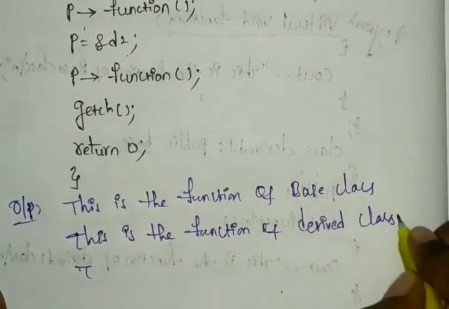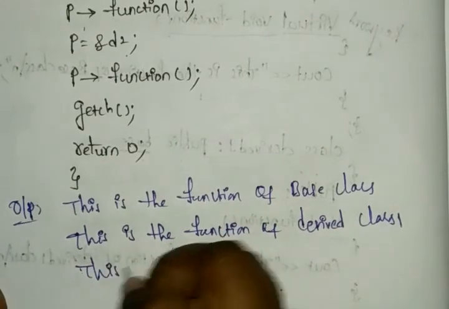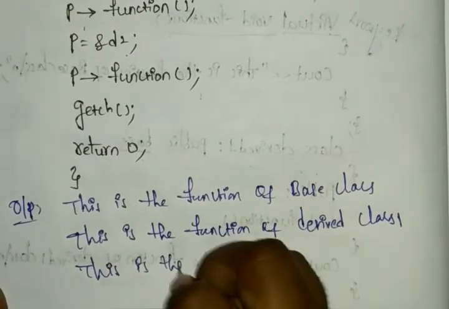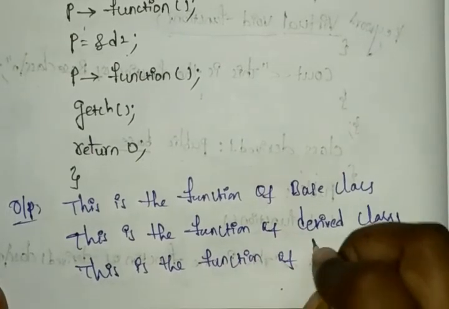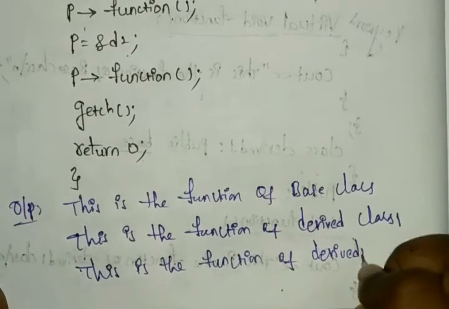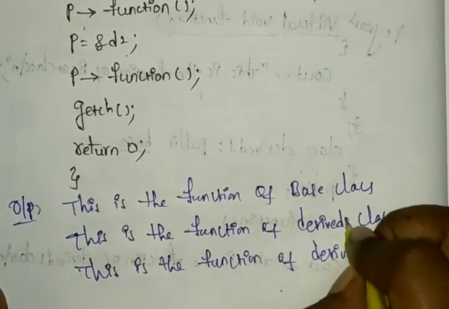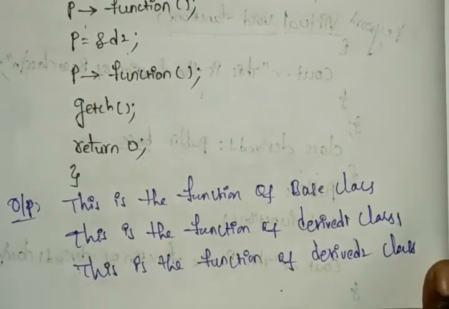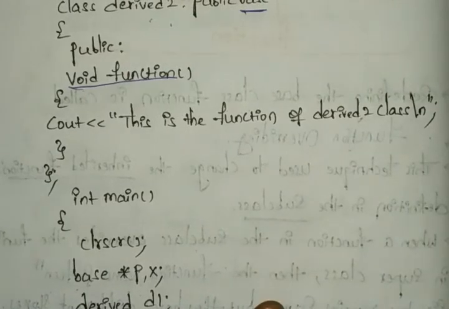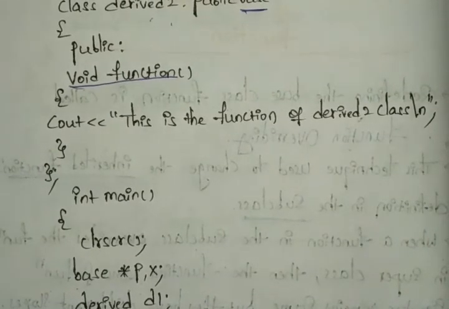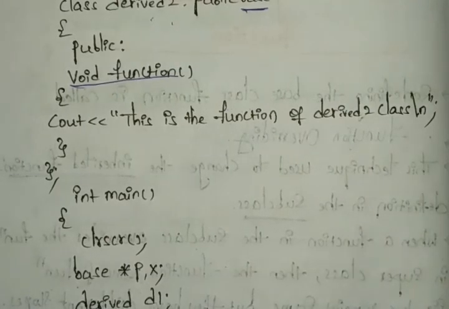Next, derived class 1, and next, this is the function of derived 2 class. So derived 1 class, derived 2 class. Just observe what we have written: void function several times in the derived classes, and that is our function overriding. This is the redefining of our base classes in our functions.